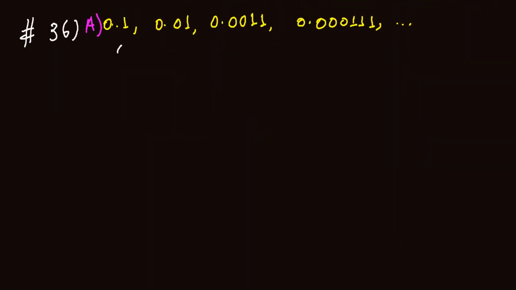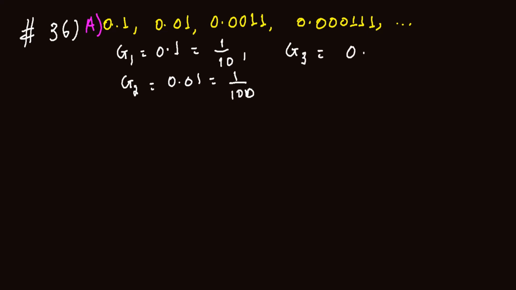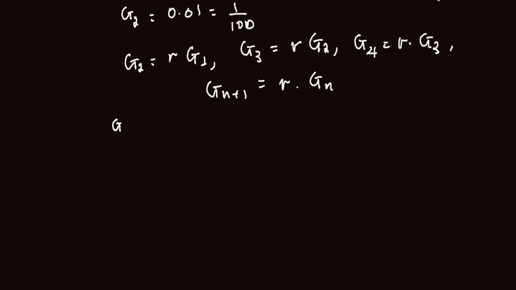Choice A is this sequence. The first term, let's call it g1, equals 0.1. You can write this as a fraction, 1 over 10. The second term is 0.01, and this is equal to 1 over 100. And the third term g3 is 0.0011, so you can write this number as 11 divided by 10,000.